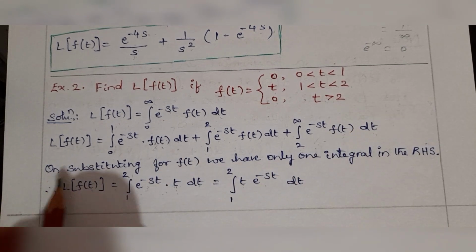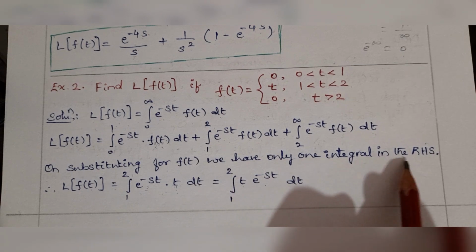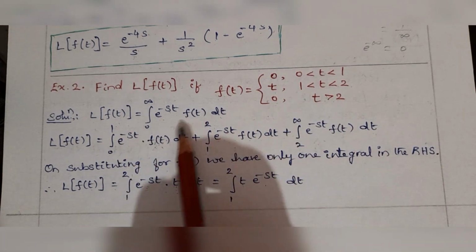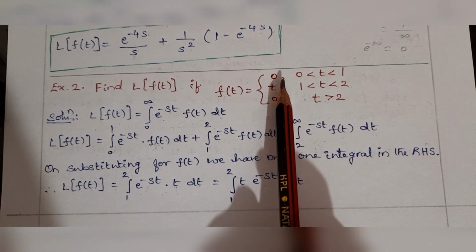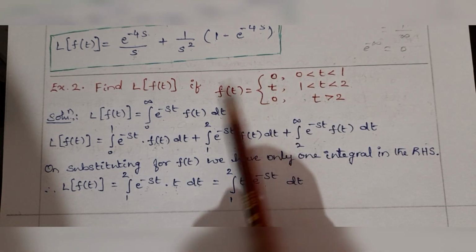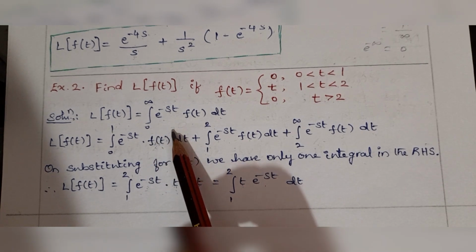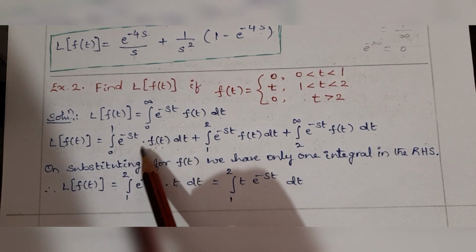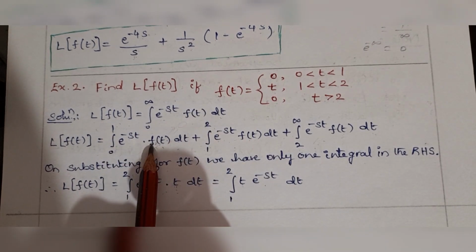After that, on substituting for f of t, we have only one integral in the RHS. Because here first interval 0 to 1, that time output f of t is 0. So 0 into anything is 0. So no need to find the integration for first term.